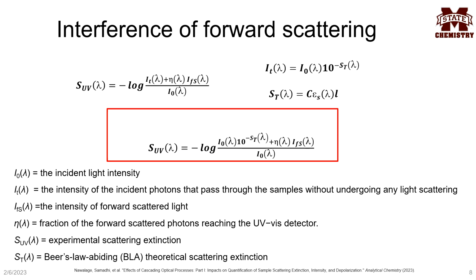We can modify Beer's law to include the interference of the forward scattered light. I0 is the incident light intensity. IT is the intensity of the incident photons that pass through the samples without undergoing any light scattering. IFS is the intensity of the forward scattered light. Eta is the fraction of the forward scattered photons reaching the UV-Vis detector. It is currently impossible to determine the eta value because it depends not only on the instrument acceptance angle but also on the spatial distribution of the forward scattered light.